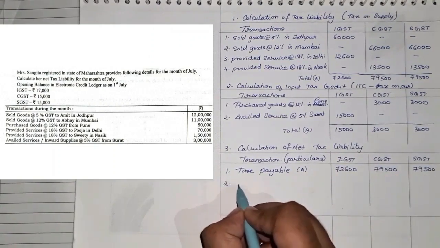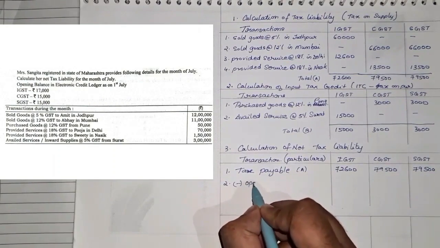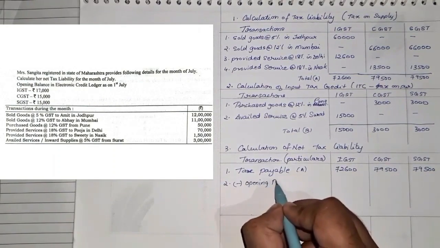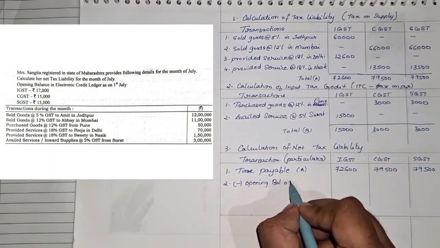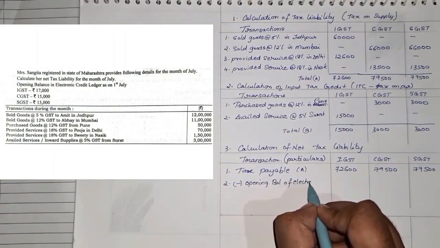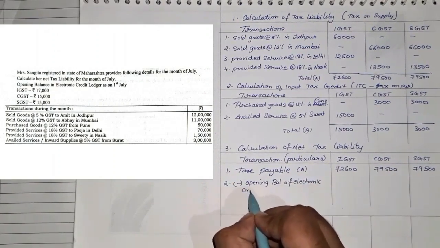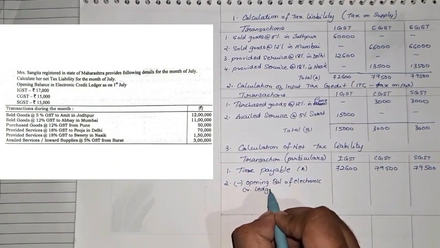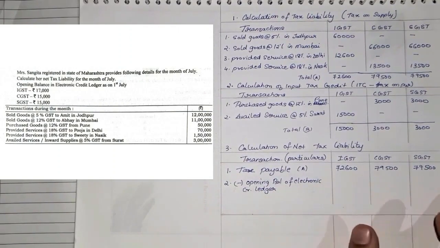Step number 2 will be less opening balance of electronic credit ledger. Very important point, it has to be electronic credit ledger. If it is a cash ledger, it cannot be considered here, only credit ledger will be considered.